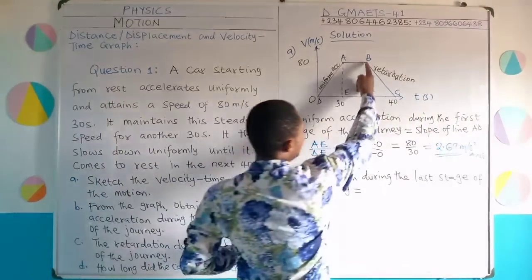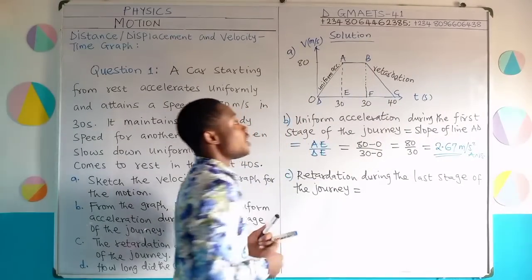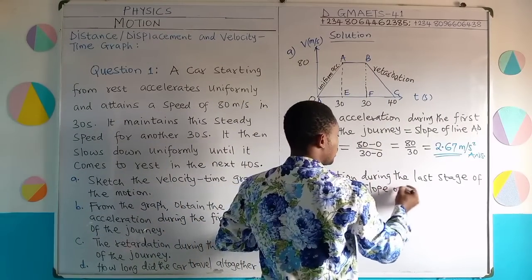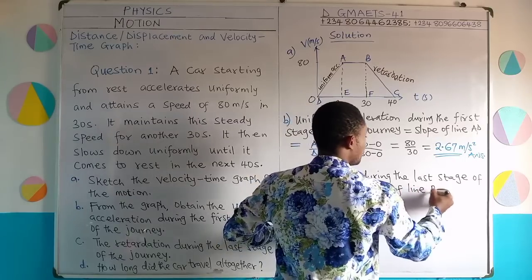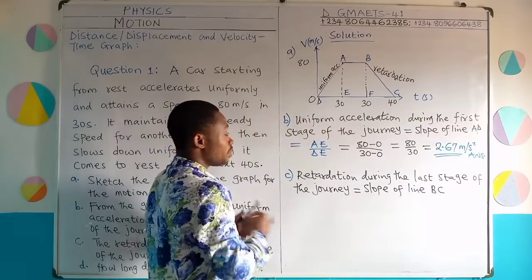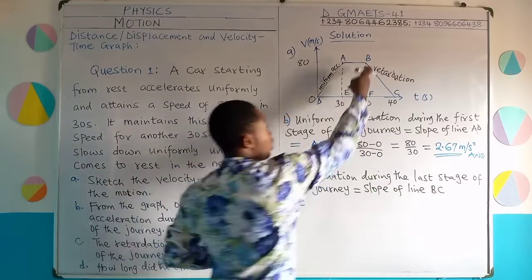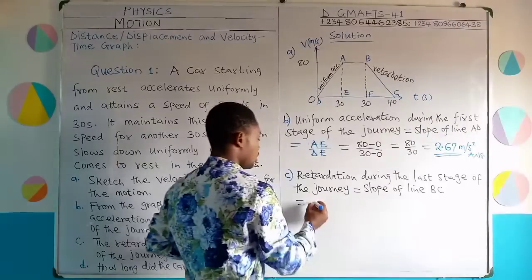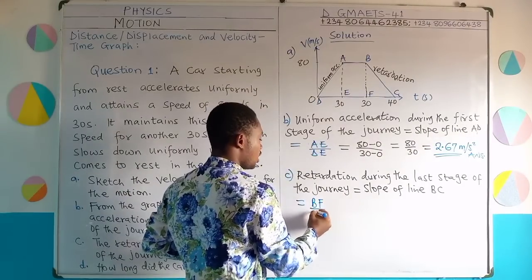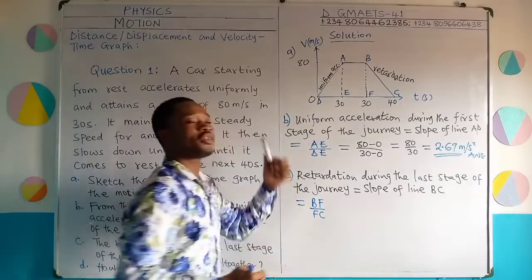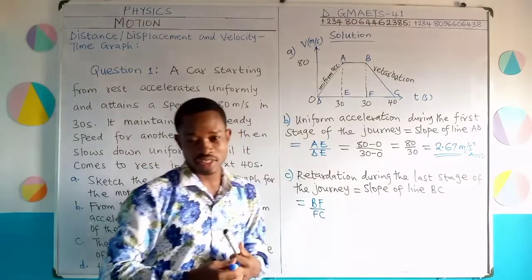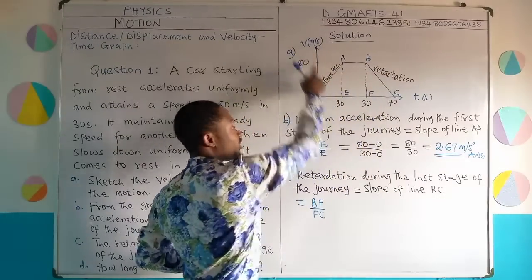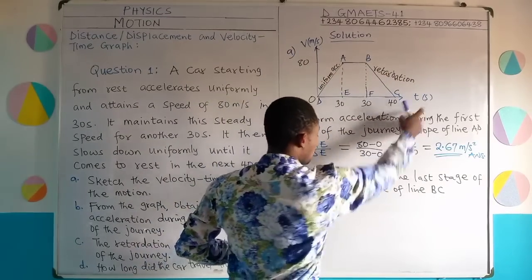And that is equal to the slope of line BC. How do we get the slope of line BC? If you take the slope this way, it's going to be BF over FC. Remember, all of this is simply change in velocity over change in time. Based on my label here, BF is this vertical, which is velocity. Then FC is this horizontal, which is time.